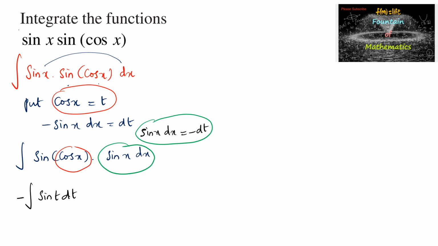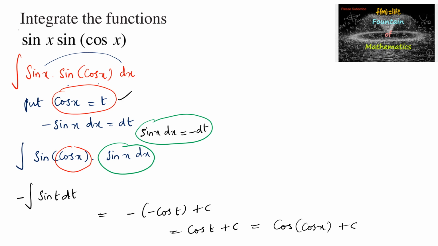So what is the integration of sin t? It is minus cos t. We can write minus of minus cos t plus c, that is cos t plus integral constant c. Or we can substitute back t is equal to cos x. So cos of cos x plus c is the answer.